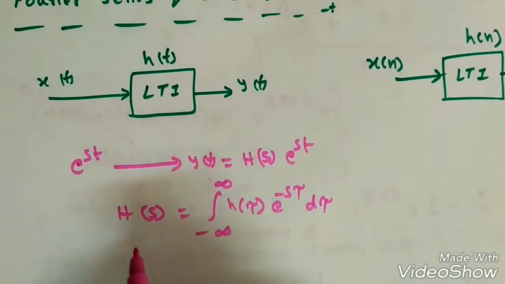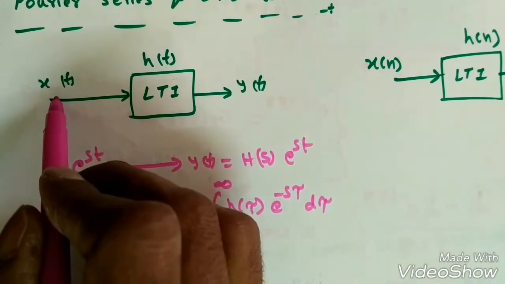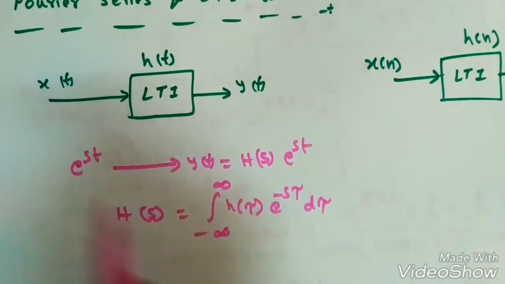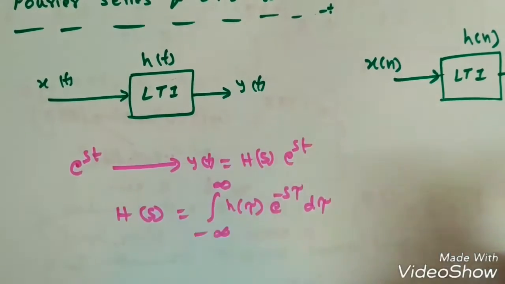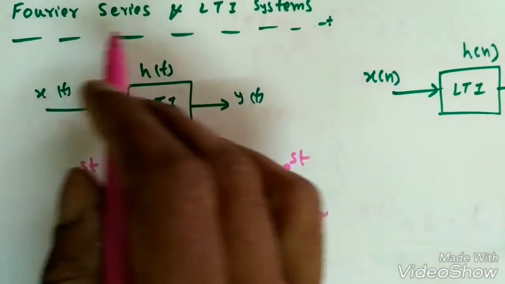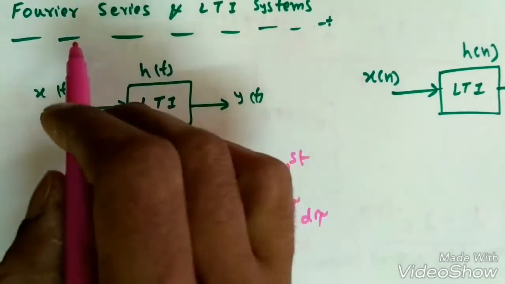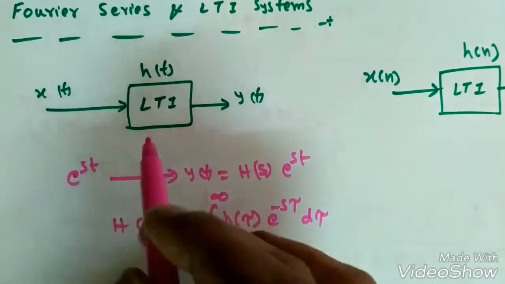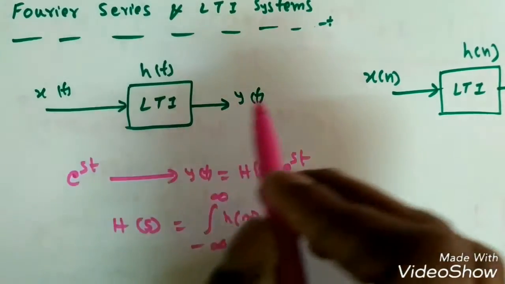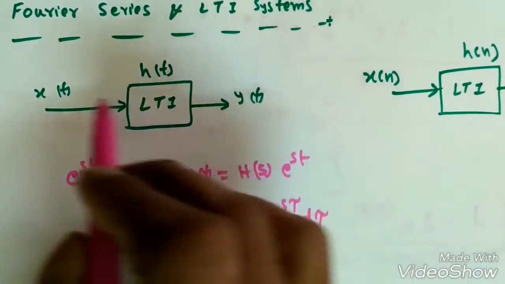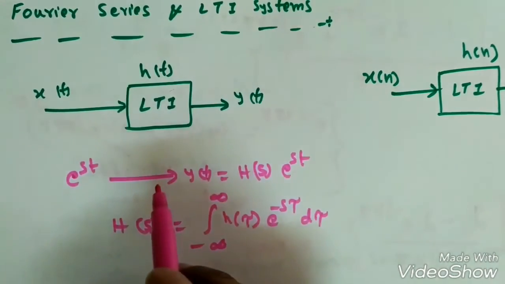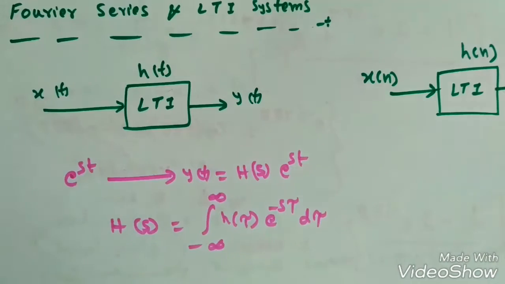Now, what happens when you apply x of t as a periodic signal that can be represented by its harmonically related complex exponentials? Why do we need to find that? Because I told you in the beginning of the Fourier series introduction, we will use this mathematical tool, Fourier series, to analyze the system response, that is h of t, or to find y of t using x of t and h of t. Now how to find these responses using Fourier series, that we have to see.